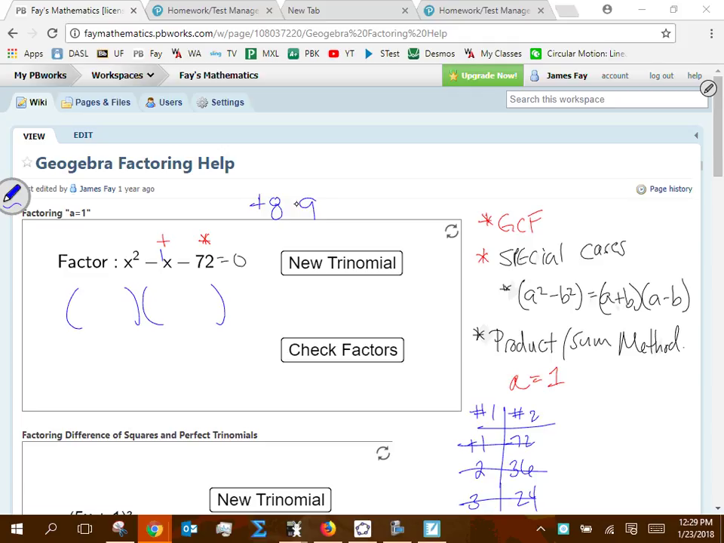Or is this one going to work? Positive 8 and negative 9. So the way the practice here is that we take x plus 8 and then x minus 9, and that's equal to 0.